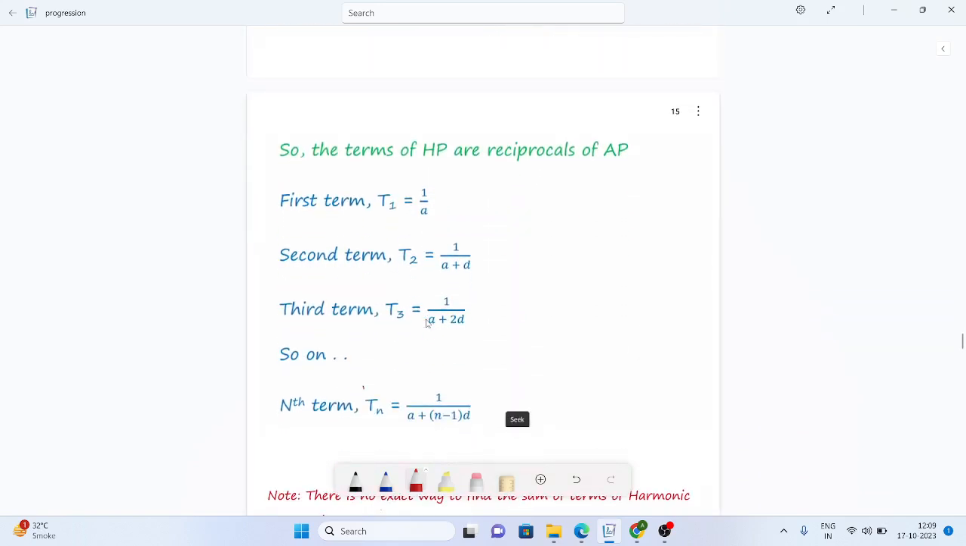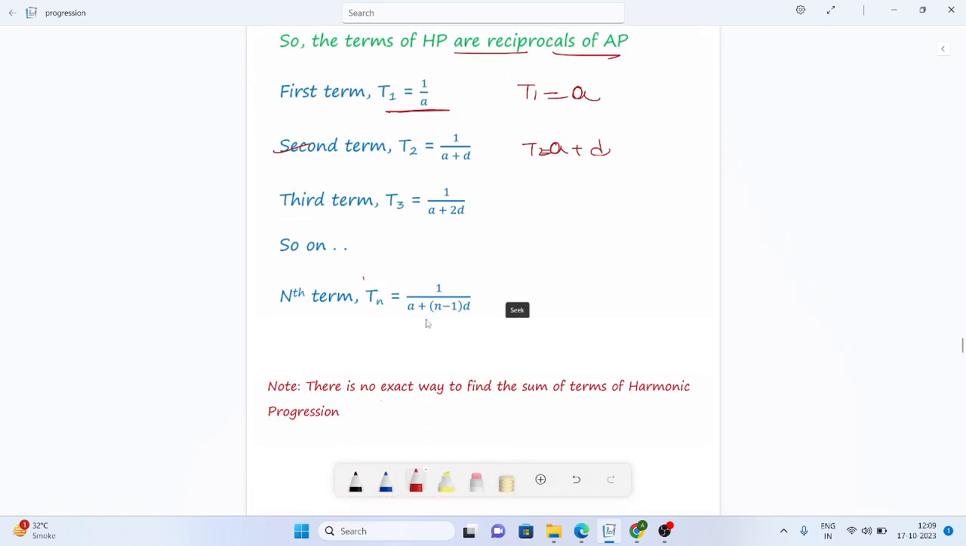So the terms of HP are the reciprocals of the terms of AP. What is the first term of AP? A. So the first term of HP is 1 by A. The second term of AP is A plus D, so the second term of HP is 1 by A plus D. So what is the nth term of AP? A plus n minus 1 into D. So the nth term of HP is Tn equal to 1 upon A plus n minus 1 D.